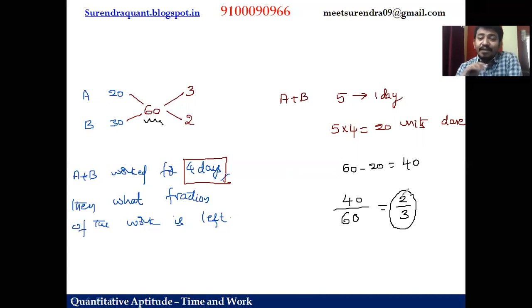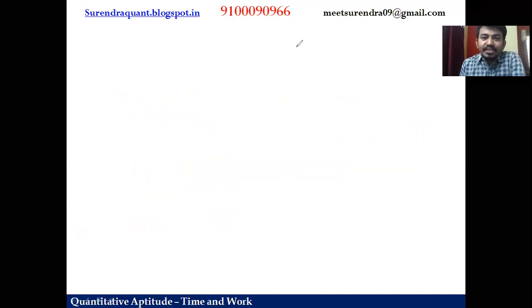Okay. Now I'll make a little change to the question format. Let us consider the next numerical. Now A and B can do the work in 20 days. A alone can do it in 30 days. Then B alone can do it in how many days?